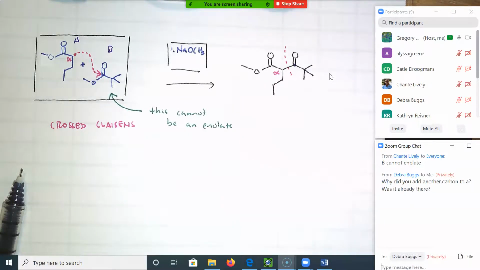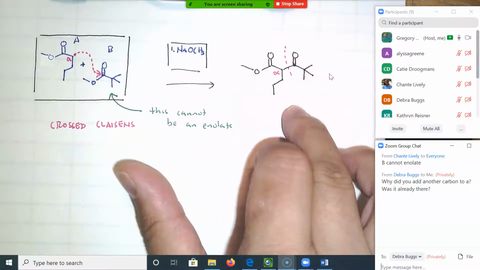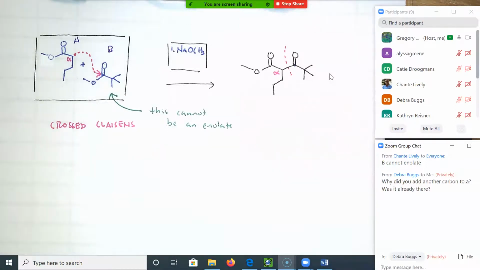All right. If there's still questions about how I drew or why I drew these two molecules, go ahead and let me know. If not, let me go to Moodle and show you what's available.